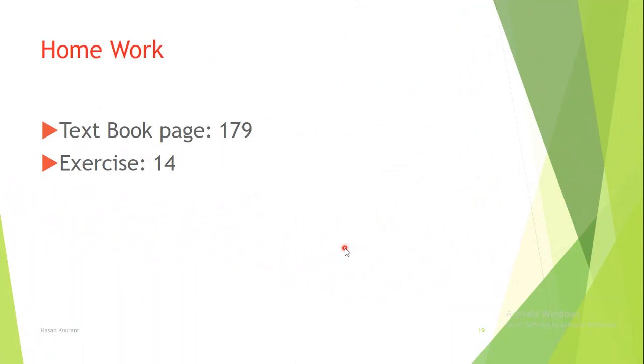And I prefer to stop here. Next time we are going to talk about the cosine law, and we will see some useful methods to calculate the scalar product.